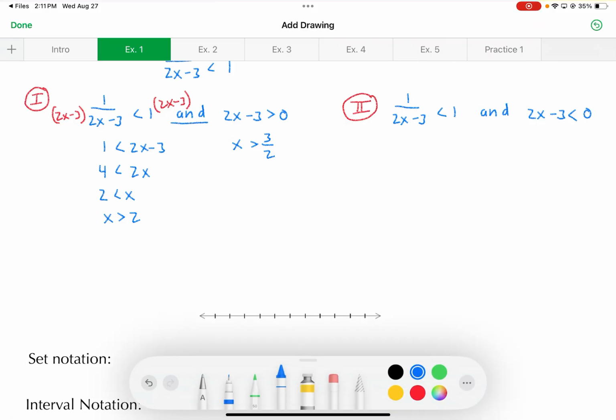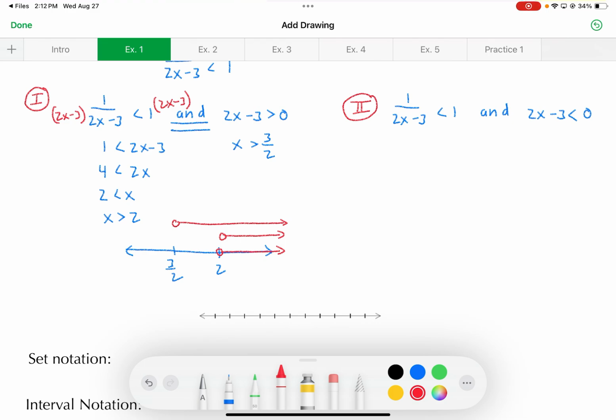Okay, now this is an and statement. So when we graph these on a number line, put the critical values, 3/2, 2. So greater than 2 looks like this. Greater than 3/2 looks like this. And is an intersection, an overlap, where both inequalities have to be true. That would occur at values larger than 2, right? So that would be the solution to this first case.